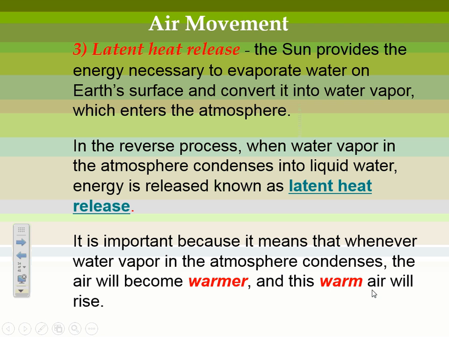The third cause for air movement, the way air moves, is latent heat release. So the sun is evaporating water from the surface, converting it into water vapor that enters the atmosphere. In the reverse process, when water vapor condenses into a liquid, it releases heat known as latent heat release. It's important because it means that whenever water vapor in the atmosphere condenses, the air becomes warmer, and this warm air then rises.